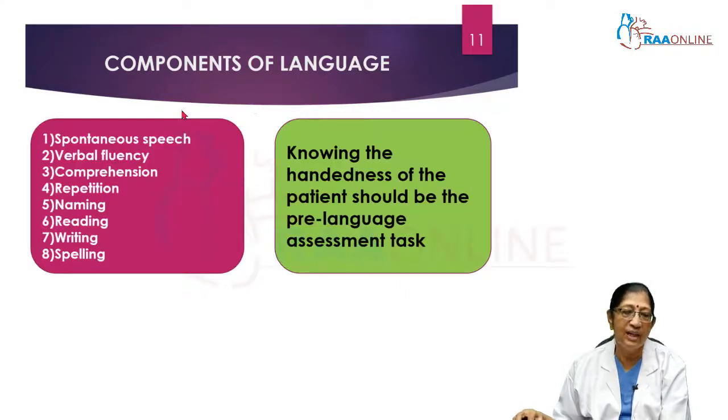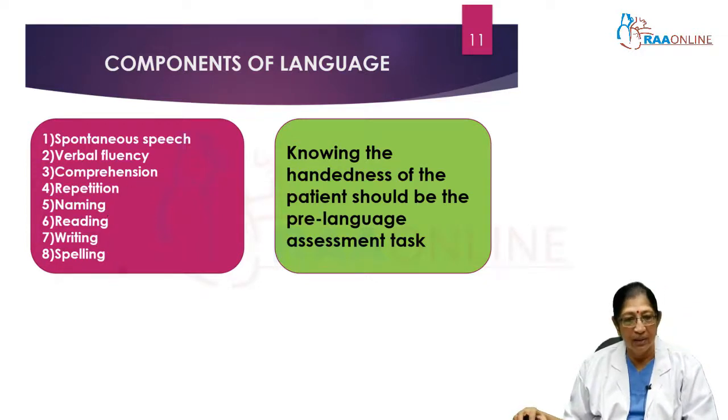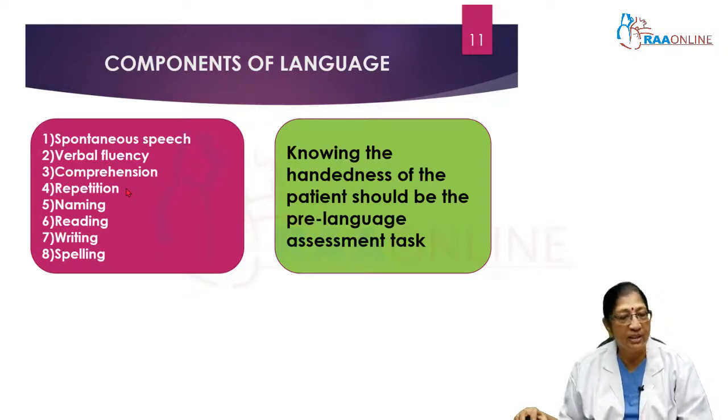When we assess the language, we assess these 8 aspects of it: spontaneous speech, verbal fluency, comprehension, repetition, naming, reading, writing and spelling. Spontaneous speech: what is the person speaking, how fast or slow, what is the content of the speech. And verbal fluency: is it very slow, hesitant speech or is the person speaking very fast. Comprehension is to understand what is said and also sometimes what is said between the lines. Repetition, whether the person is able to repeat what you are telling. Name the objects properly. Read and understand. Write and understand, and also the spelling.